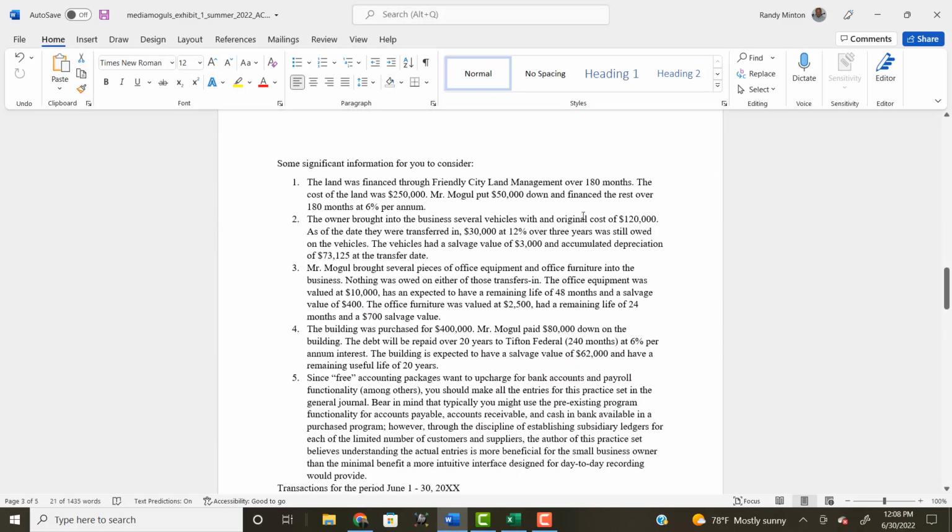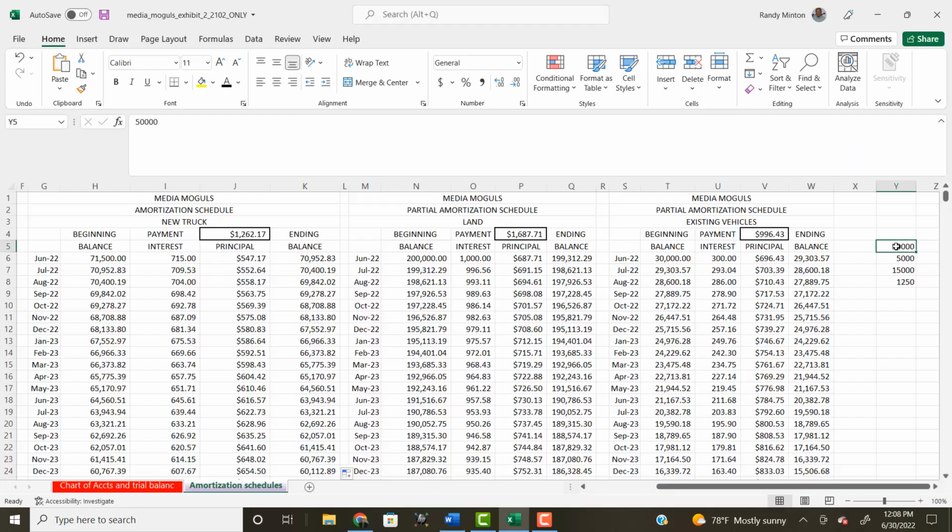The owner brought the business several vehicles with the original cost of $120,000 as of the date. They transferred in $30,000 at 12% over 3 years that was still owed. So that doesn't have to equal the salvage value or the cost. In this case, I don't have 120,000. I only transferred in that portion of them that was not already depreciated. And again, I probably need to go back and be a little bit clearer on that. But if you just follow what I've given you, you should be fine.